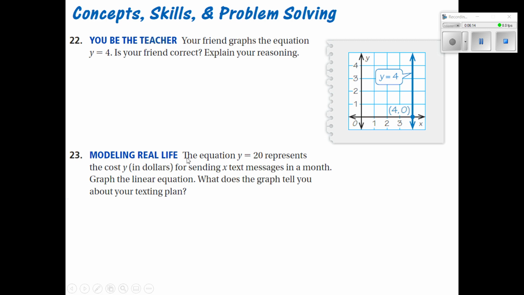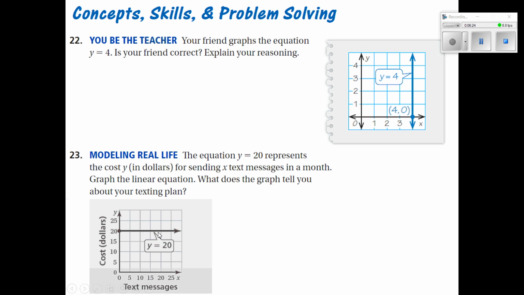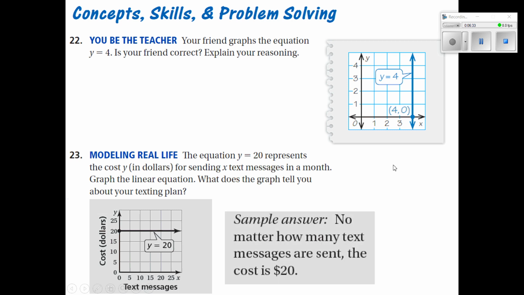It says it represents the cost for sending x text messages in a month. So it means no matter how many messages I send, I'm spending $20, right? y equals 20. It costs $20. It doesn't matter how many messages I send, it's still going to be $20. So it says, what does the graph tell you about it? No matter how many text messages are sent, the cost is $20, just what I said.